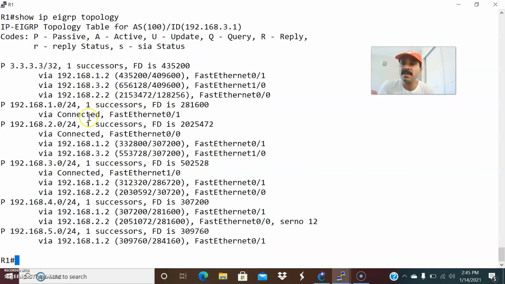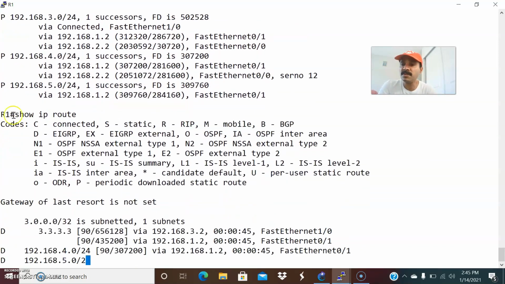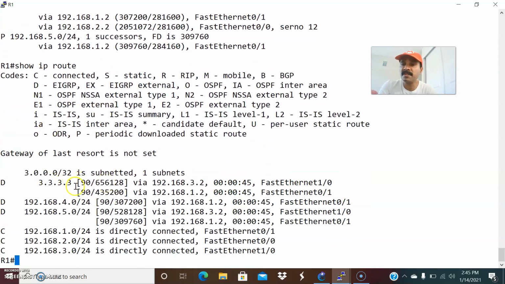In case it is showing only the two paths in the specific routing table, right? You are able to see only two paths here, right? For reaching the 3.3 prefix, it is showing only two paths. So what we can do is increase the value.